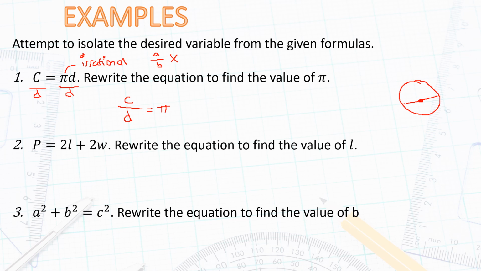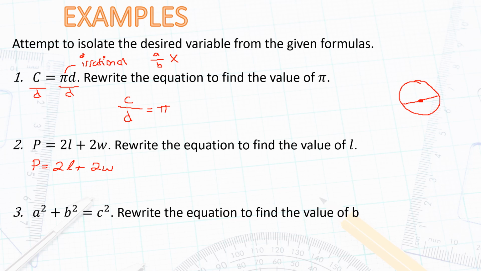All right, second one, P is equal to 2L plus 2W, so that's perimeter is equal to 2 times the length plus 2 times the width. Write the equation to find the value of L. So we would say, okay, P is equal to 2L plus 2W. We want to get L on its own.